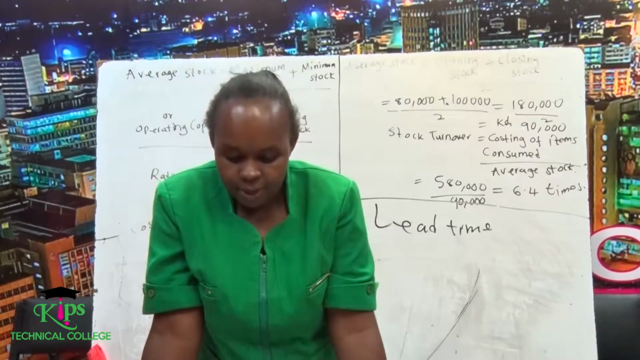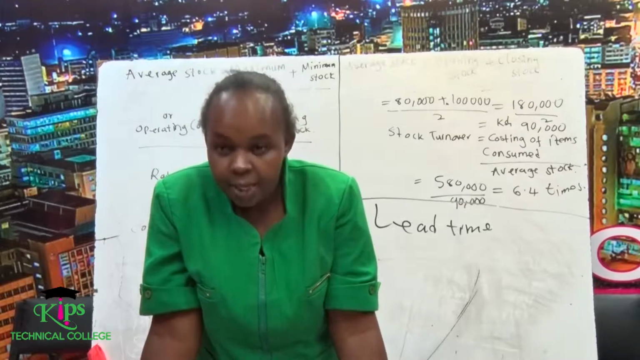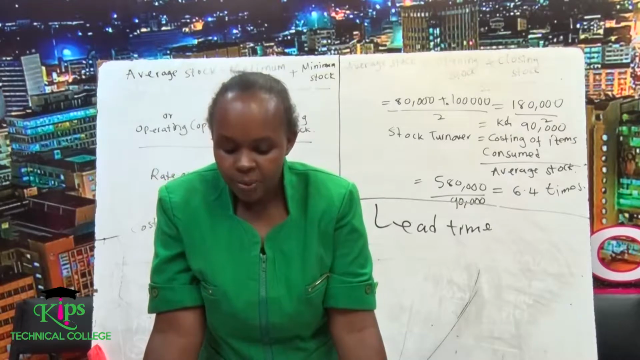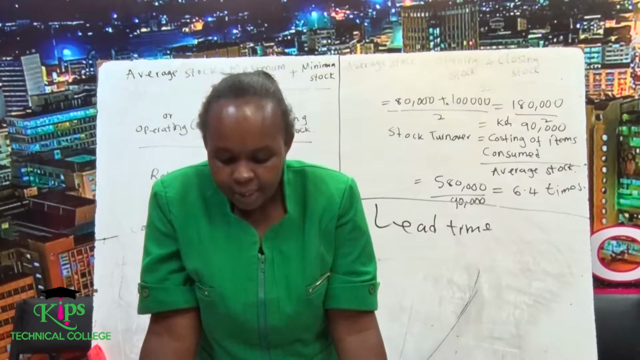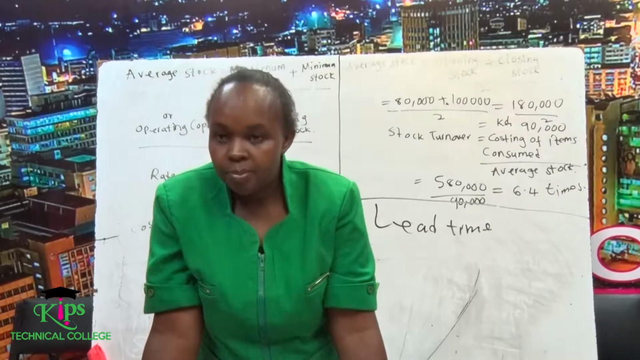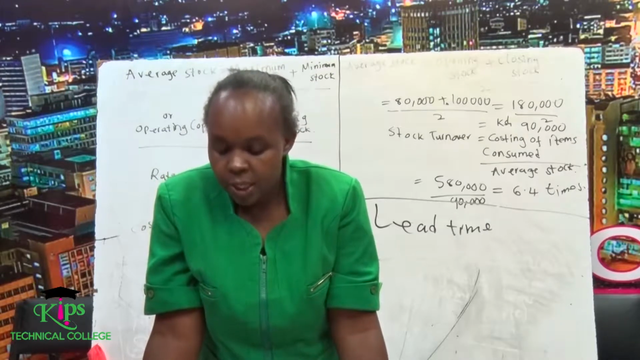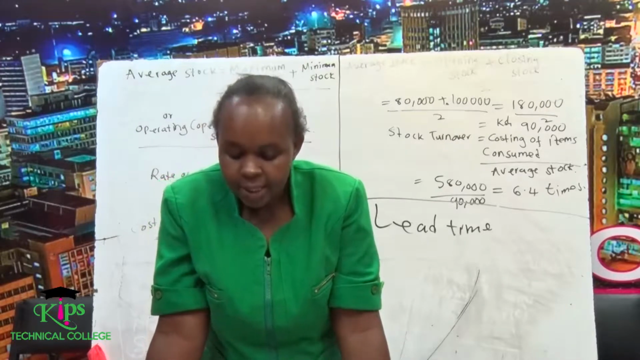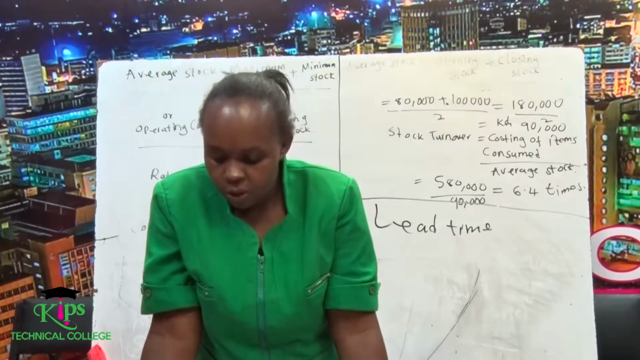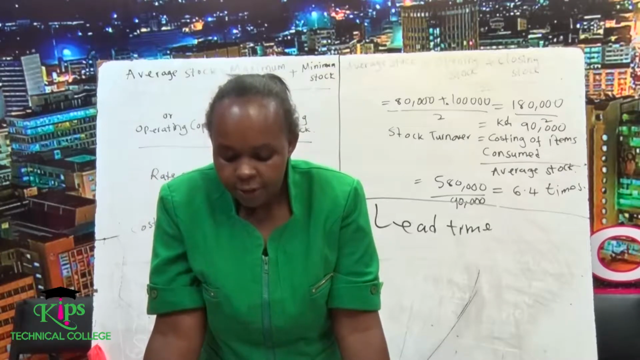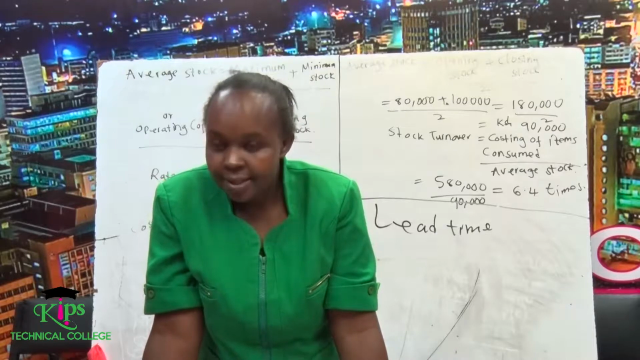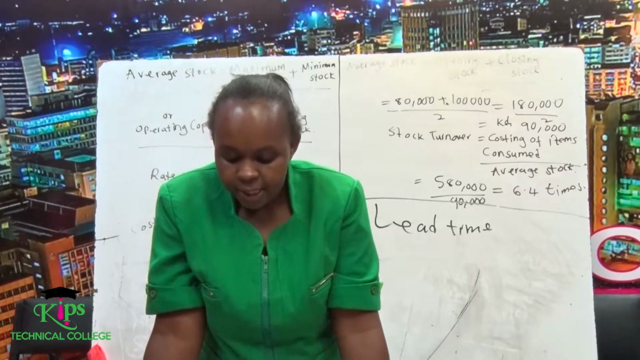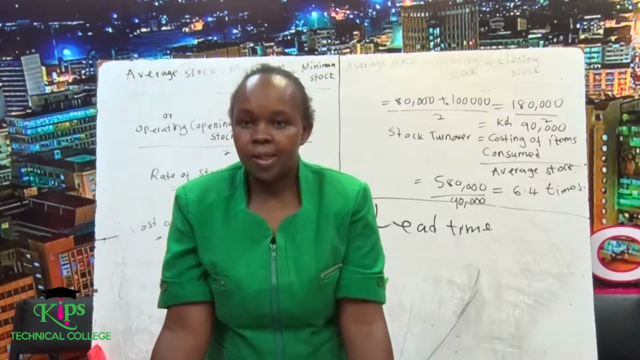Setting stock levels. How do you set the stock levels? Enterprises set stock levels under the following. The first one is the maximum stock level. This is the level beyond which stock should not be allowed to rise. It should be as low as possible. Number 2, we have the minimum stock level. This is the level below which stocks should not be allowed to fall. If stock falls below this level, then there is a possibility of production stoppages. This level is also called buffer stock.